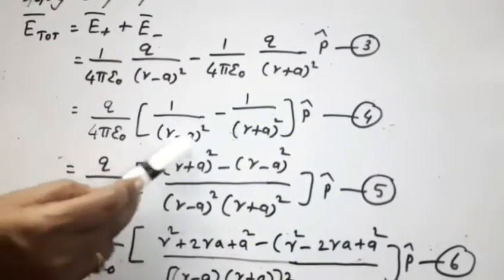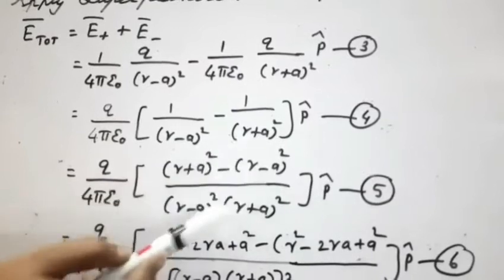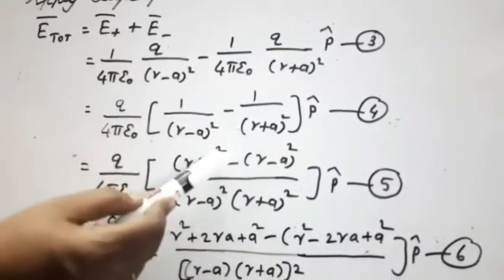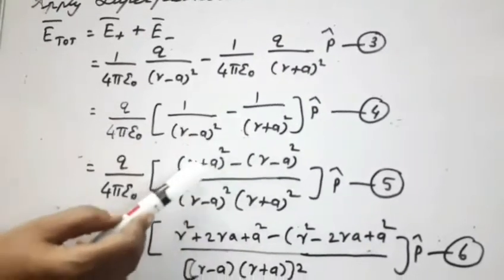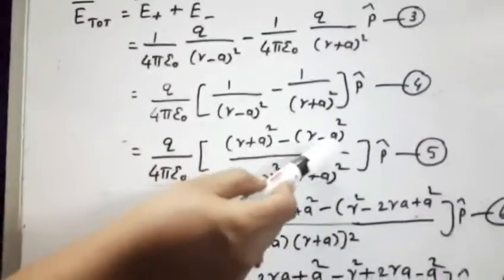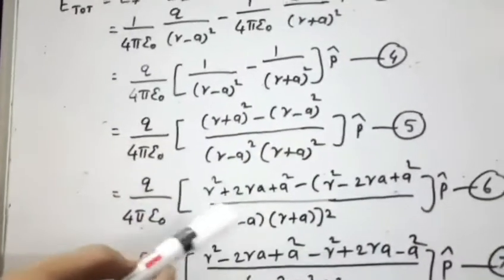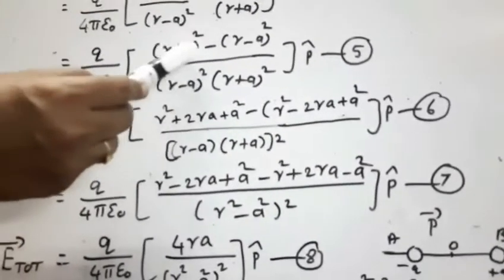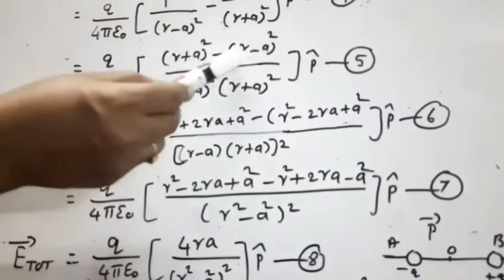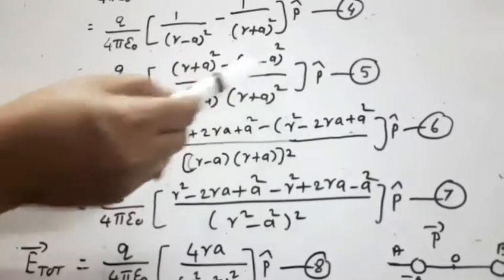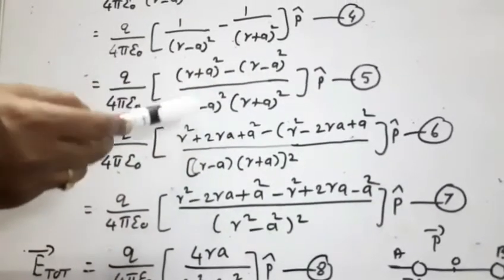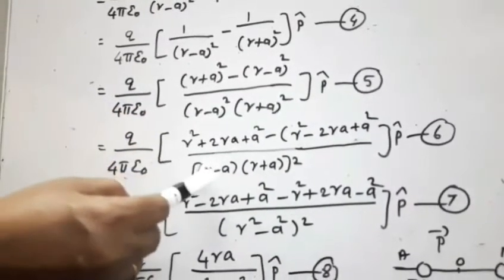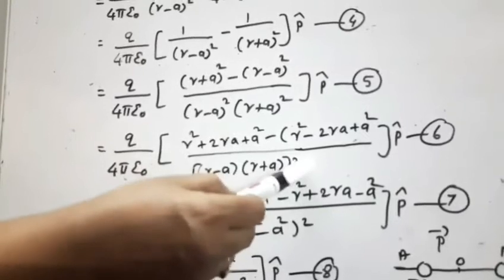Now Q by 4 pi epsilon naught, take the LCM: (R minus a) whole square, (R plus a) whole square. In the numerator, cross multiplication: (R plus a) whole square minus (R minus a) whole square. In the numerator, (R plus a) whole square is like (A plus B) whole square, and (R minus a) whole square is like (A minus B) whole square. And in the denominator, we write it as (R minus a)(R plus a) whole square.